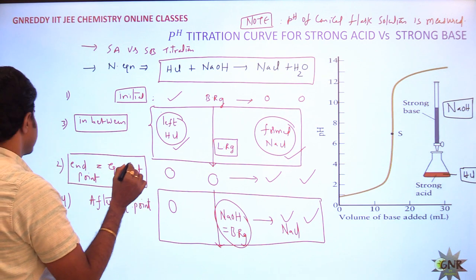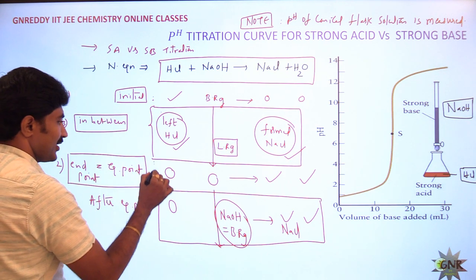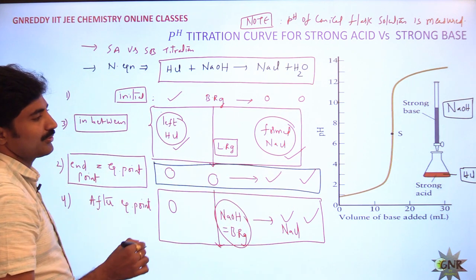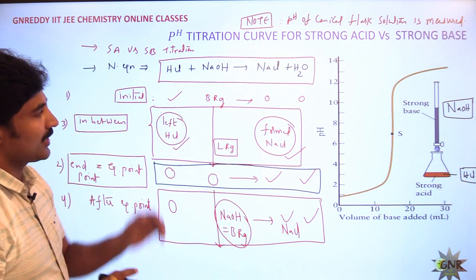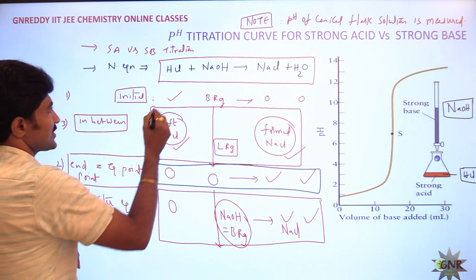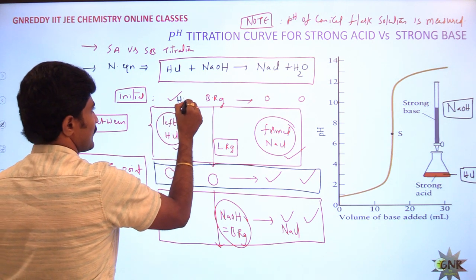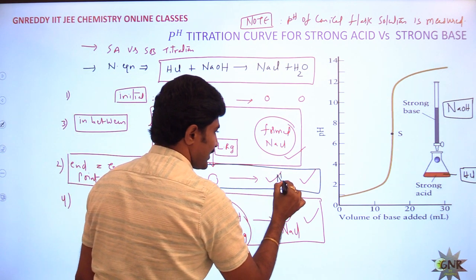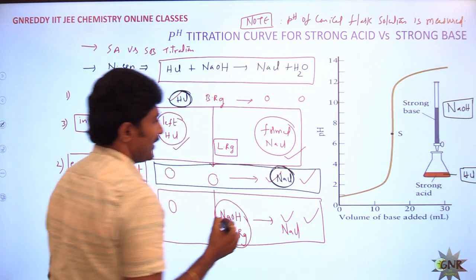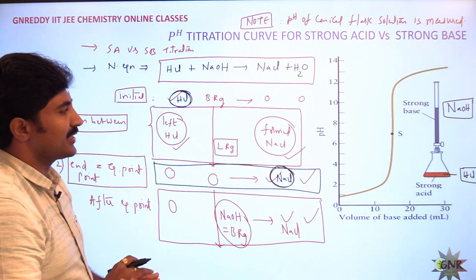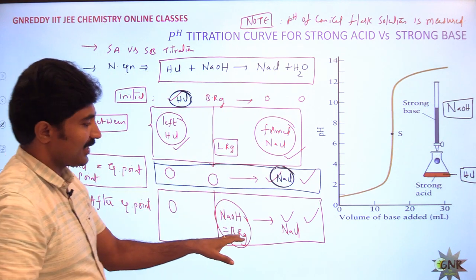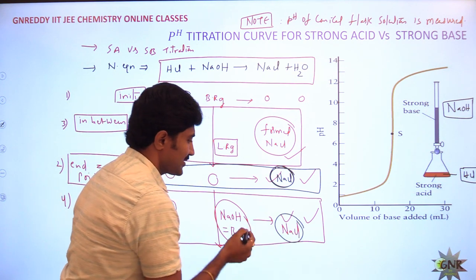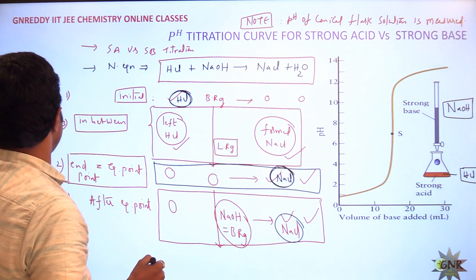Now you have to look at these 4 situations. If you understand these 4 situations in every titration, from that only you can get this calculation part. So initially which is present? Only HCl is present. At the equivalence point which is present? Only NaCl is present. And in between, left HCl and formed NaCl, and after the equivalence point, left sodium hydroxide and NaCl. Now based on this we can calculate.